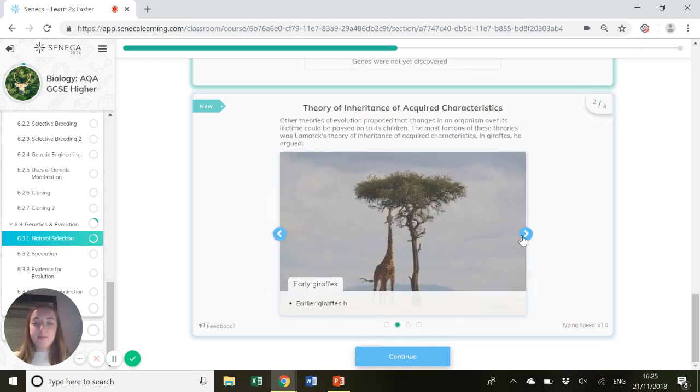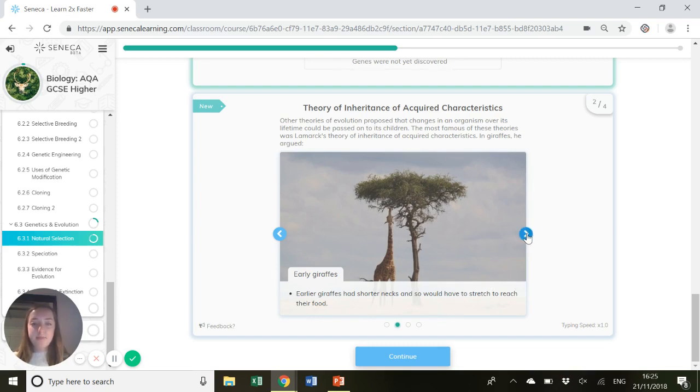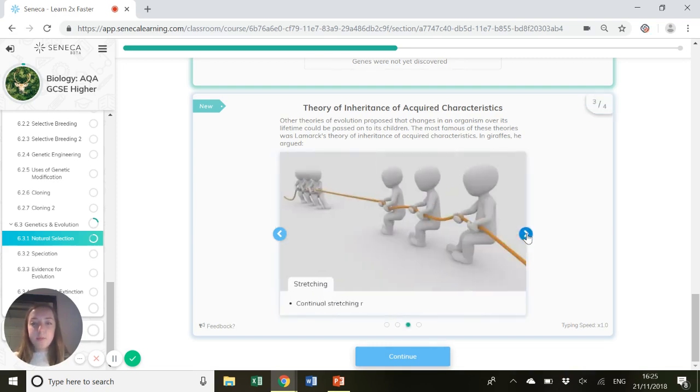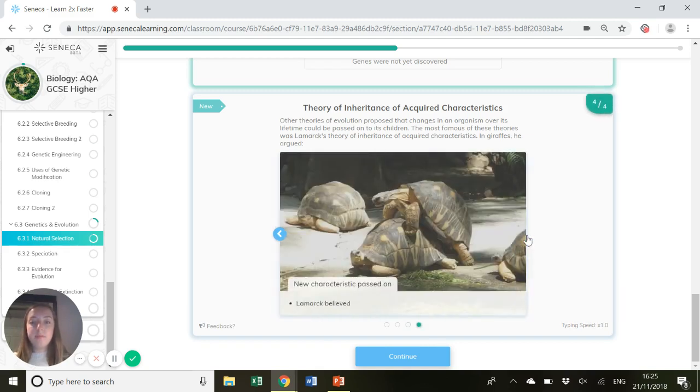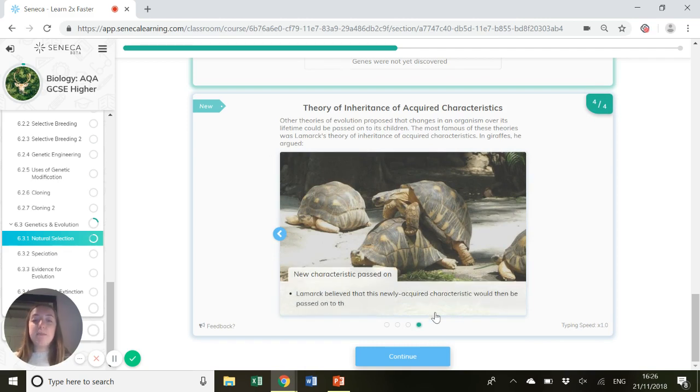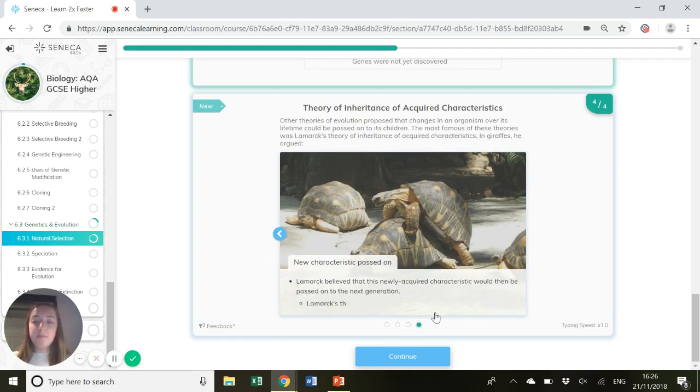Like the picture. An early giraffe, so a long time ago, these giraffes had shorter necks, and so they had to stretch to reach their food on the tops of trees. And he thought that because they were stretching all the time to reach the trees, their necks got longer. And then he believed that these newly acquired characteristics would then be passed on to the next generation.